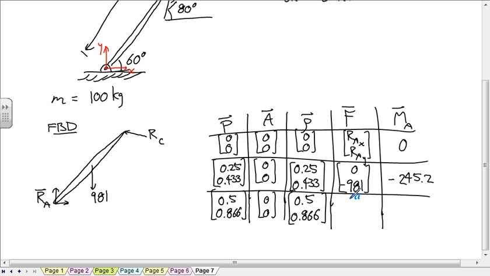Can someone calculate those? Okay, so negative 0.985 RC, 0.174 RC. And then the cross product is 0.5 times 0.174 plus 0.866 times 0.985.